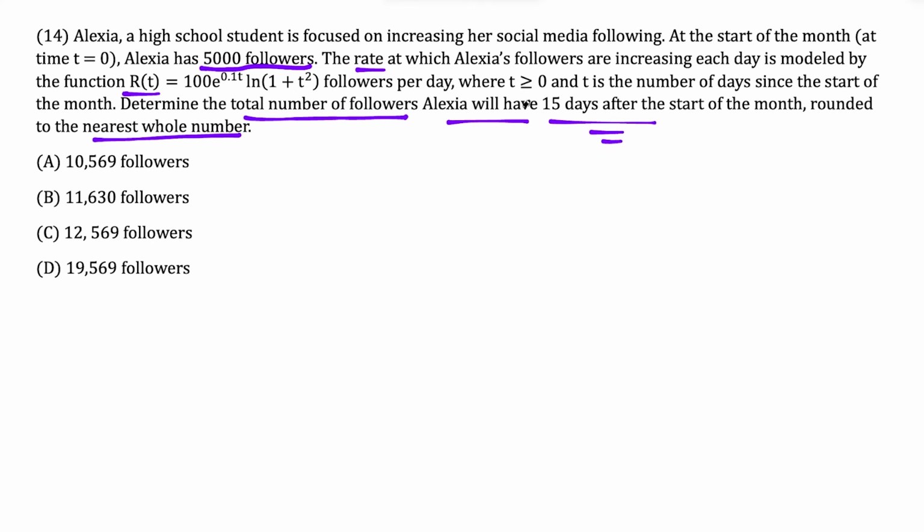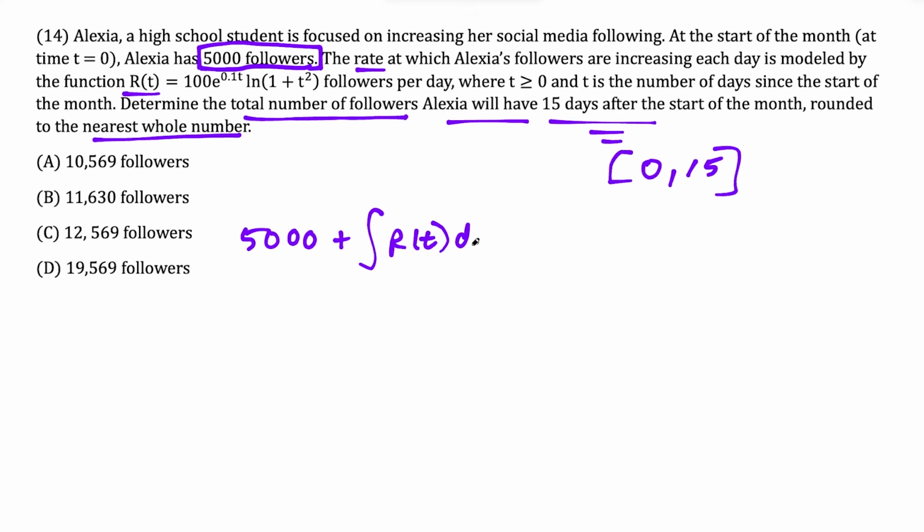Now, since we're looking for how many followers Alexia will have 15 days after the start of the month, we're going to be looking at the interval from 0 to 15, because the beginning of the month is at time t equals 0. Okay, so the start of the month is t equals 0. But now, one thing we have to be mindful of is that Alexia already has 5,000 followers. So we're going to be doing 5,000 plus. And now, since we're starting with the function r of t, and r of t is a rate, we're going to do the integral of the rate. Okay, so we're going to integrate r of t, and the limits of integration are going to be 0 and 15.